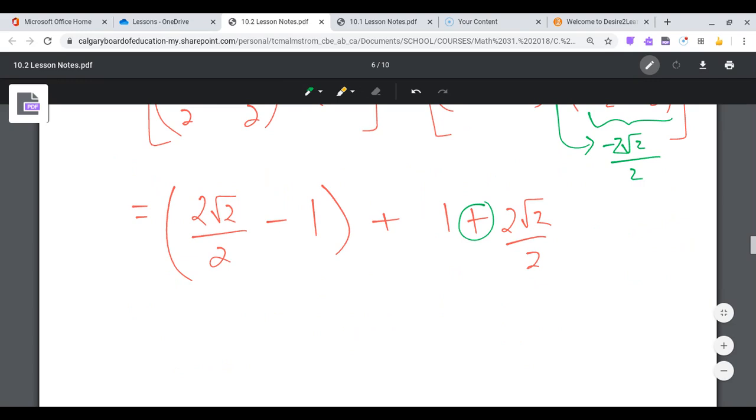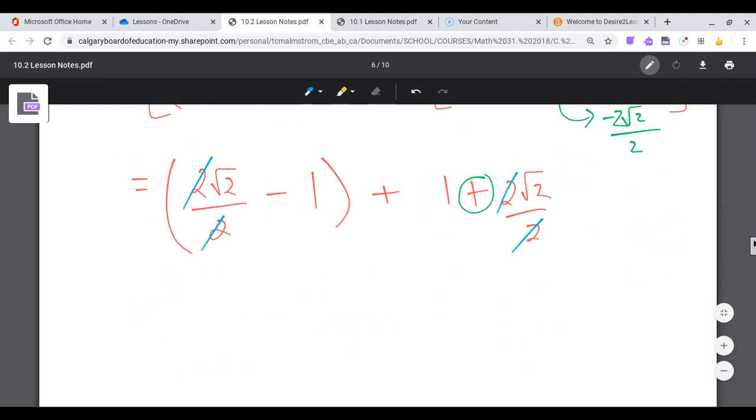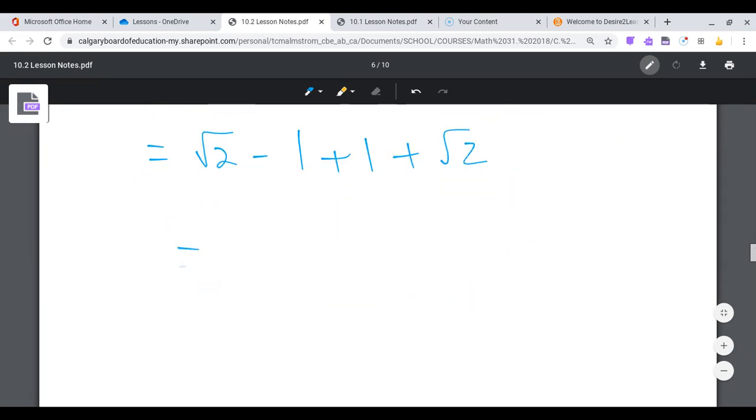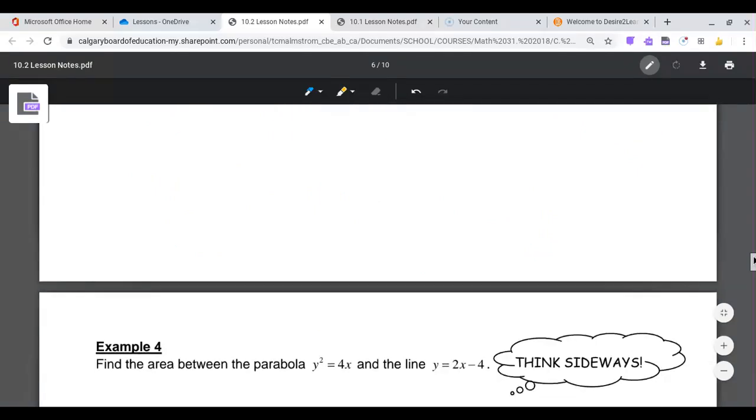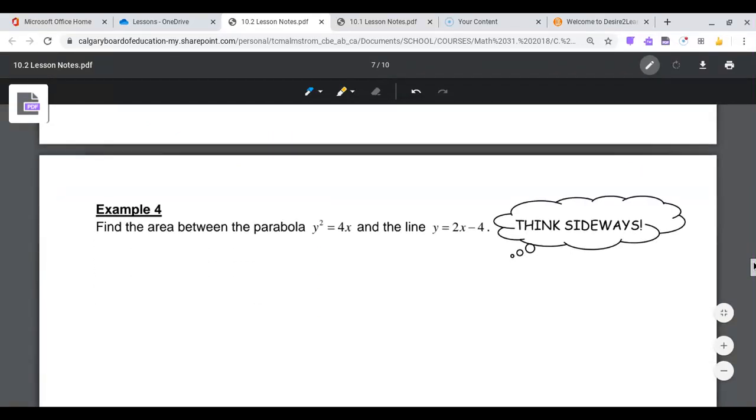Okay, so I could cancel out these 2's. And now I have root 2, negative 1 plus 1 plus root 2. So the 1's are going to cancel, and I'm left with 2 root 2's. So the answer is 2 root 2 units squared. Don't forget to write units squared. Whew, tricky stuff.